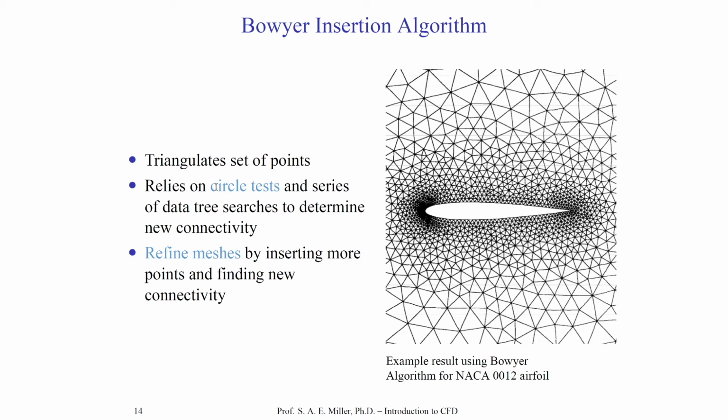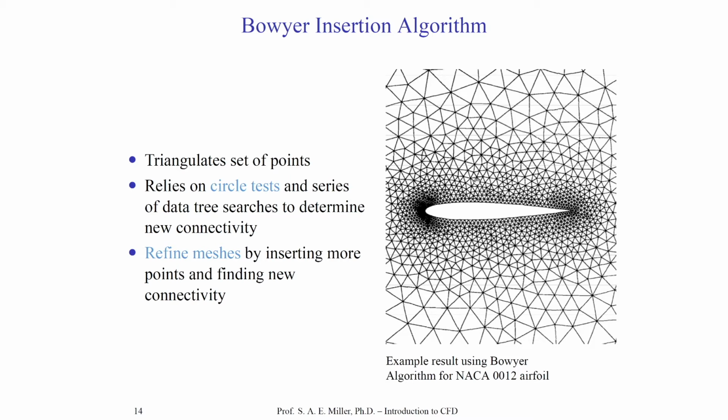algorithm. Remember, it relies on the circle test, and there's a series of tree searches to determine the new connectivity and improve it. This is how the test is performed in most actual computational domain solvers. This will essentially refine the mesh by inserting more points and finding new connectivity. We can also use the algorithm to increase the number of grid points in regions that we're interested in.